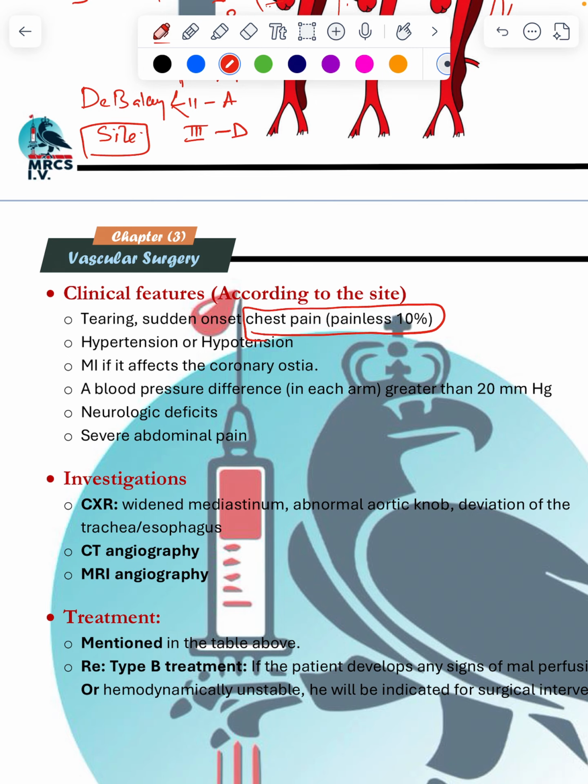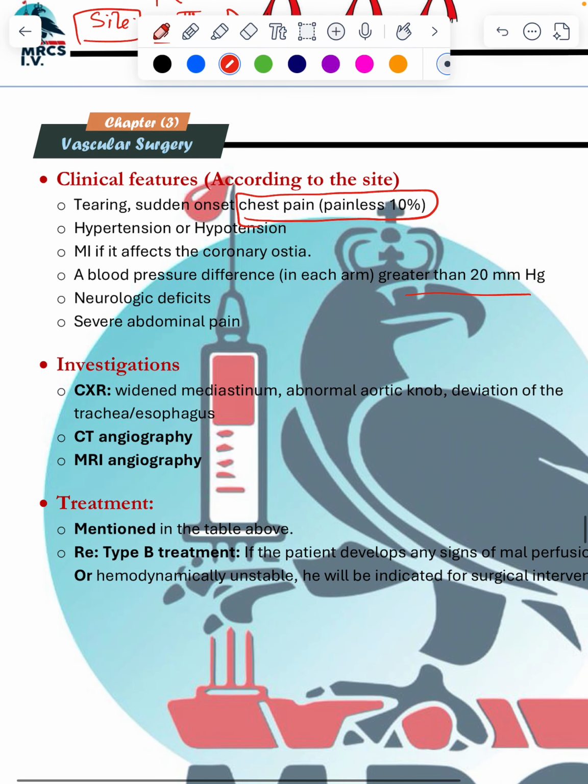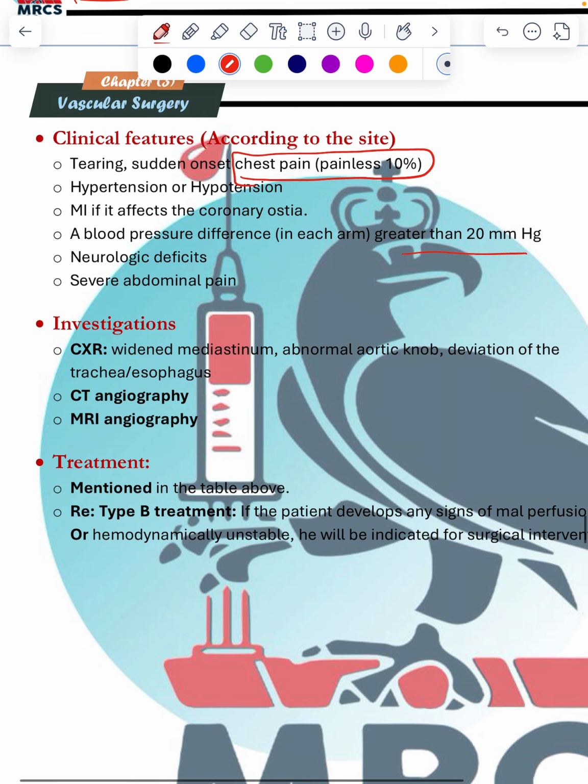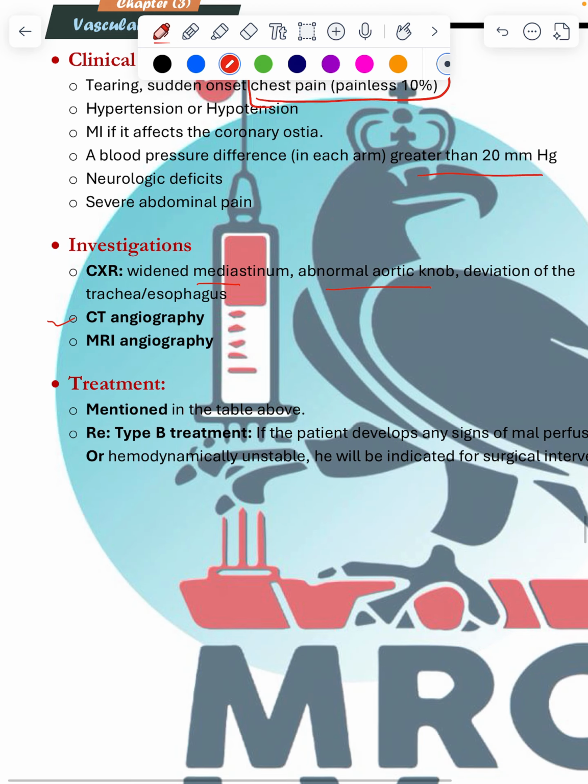Blood pressure differences in each arm. You have to measure; a difference greater than 20 mmHg between the 2 arms. Then neurological deficit, abdominal pain. Investigation: you can see the widening, the mediastinum is widened, abnormal aortic knob, deviation of the trachea and esophagus. CT angiography is preferred over MR angiography.